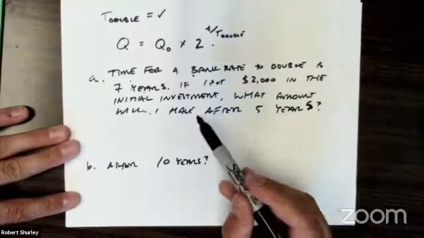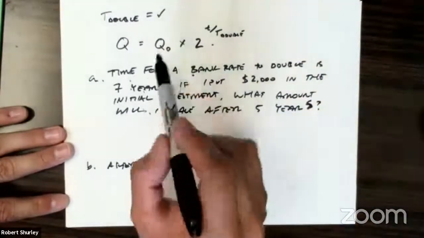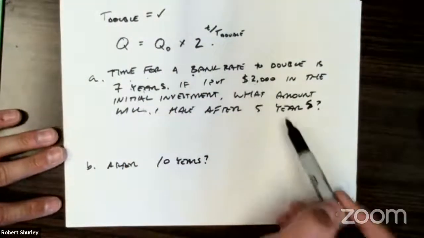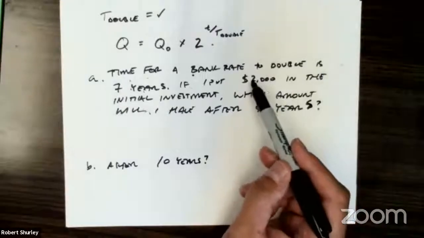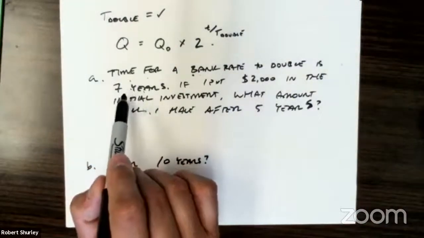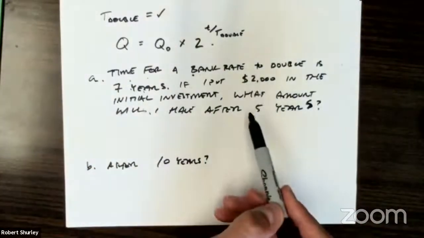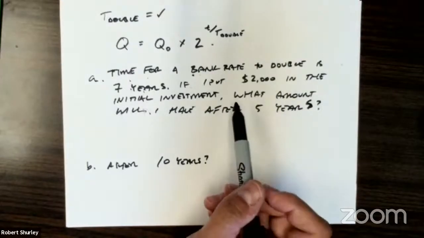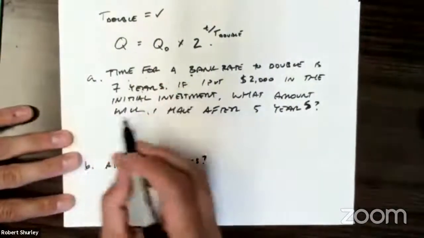Now look, you gotta be careful. If it's after 5 years, we know it hasn't doubled yet. So we shouldn't have $4,000, right? If we started with 2,000, we know it takes 7 years for it to double to 4,000, right? And it's only been 5 years. We should get somewhere less than 4,000. So let's plug this into the formula.